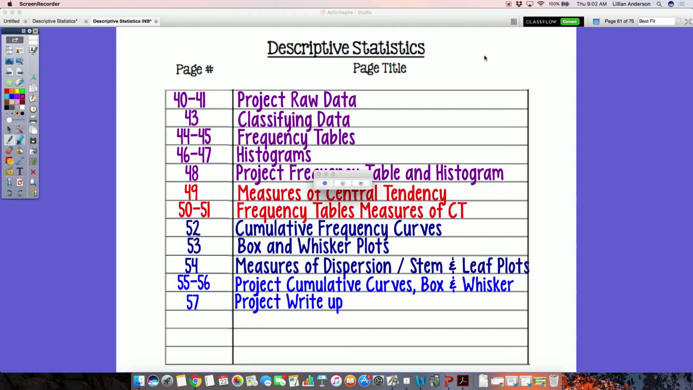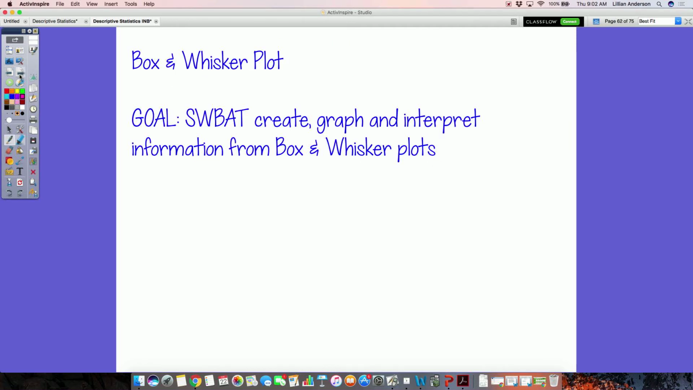Okay? You're going to title, so go ahead and open up your notebooks at page 43. You should be right beside the pink with the cumulative frequency curves. And you're going to title it box and whisker plots. And make sure you get down your goal for this particular page. We're going to create, graph, and interpret information from box and whisker plots.